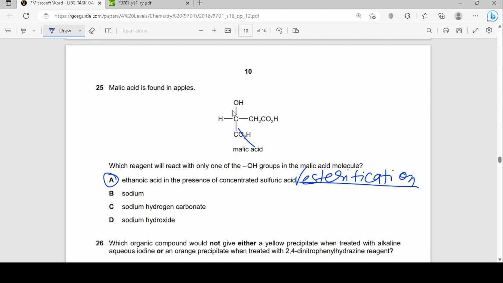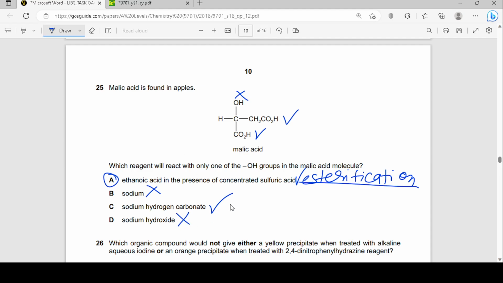Sodium would react with all three of these, right? Sodium reacts with the OH groups as well as the CO2H groups. And then sodium hydrogen carbonate would not react with OH, I believe, but it would react with the acid groups, CO2H and CO2H. So it would definitely react with those two. And then sodium hydroxide, again, the same thing. It would not react with OH, but it would react with CO2H and CO2H.